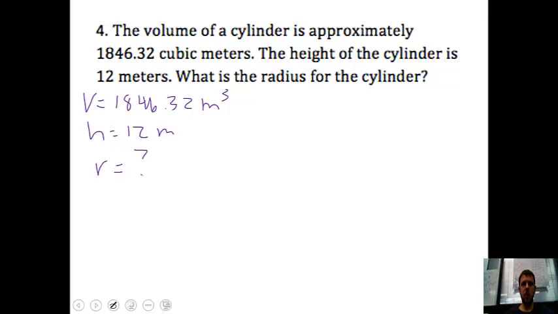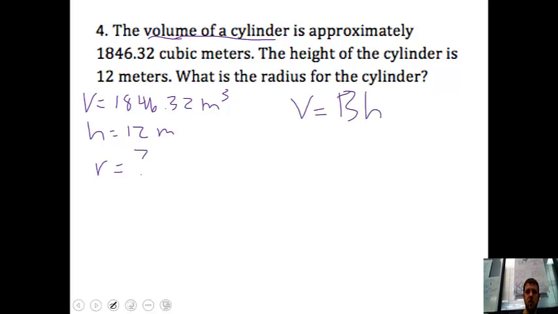So what I need to do is I need to use my formula for volume of a cylinder, which is V is equal to big base times height. Notice it's not 1/3. What is my big base? Well, my big base is a circle, and the circle is pi r squared times height. So volume is equal to, start over. We know that if we put in the volume, it'll be 1846.32.